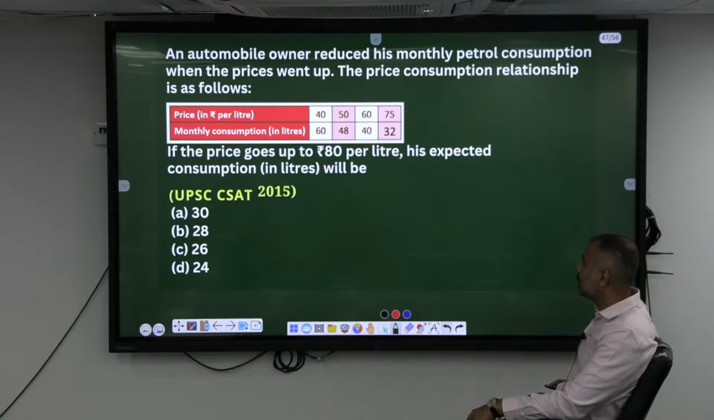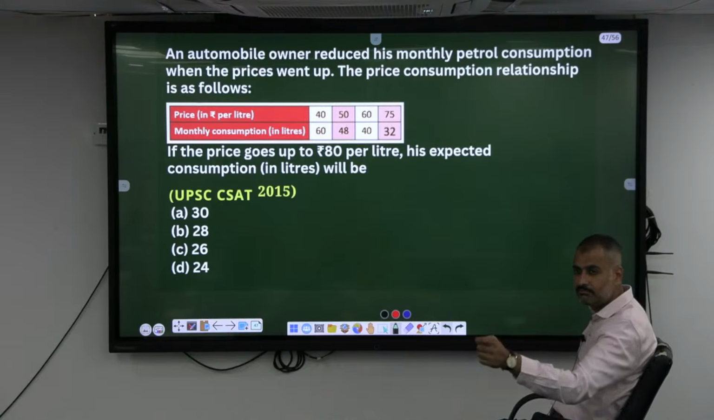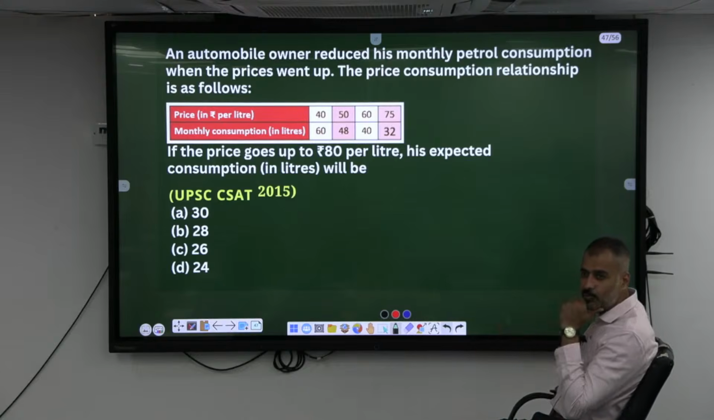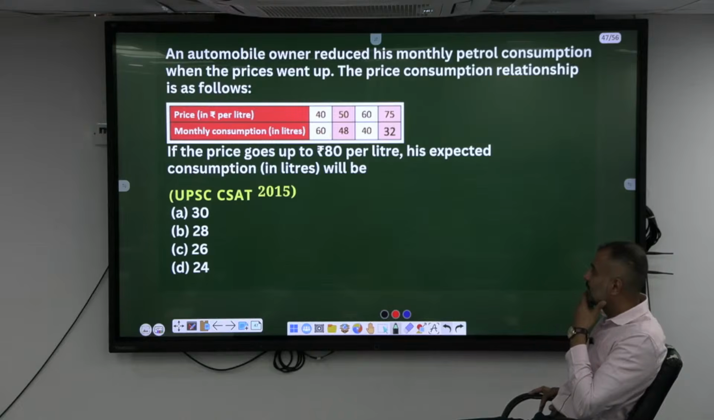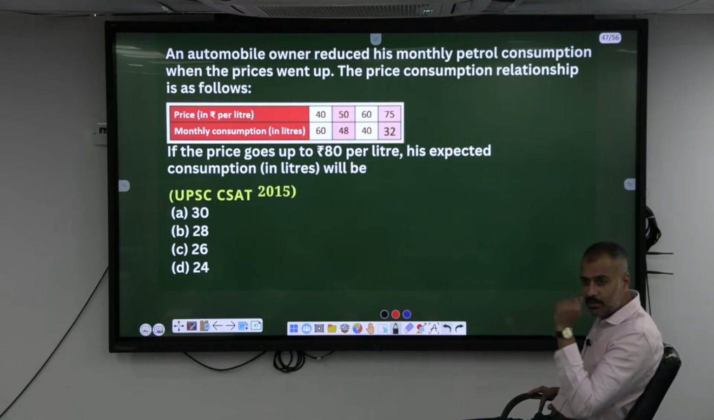As the price is going up, his consumption is getting down. Why? Okay. So, what is the first month he is spending? 40 liters. 40 rupee per liter, 60 liters. What is the money? What is the expenditure?